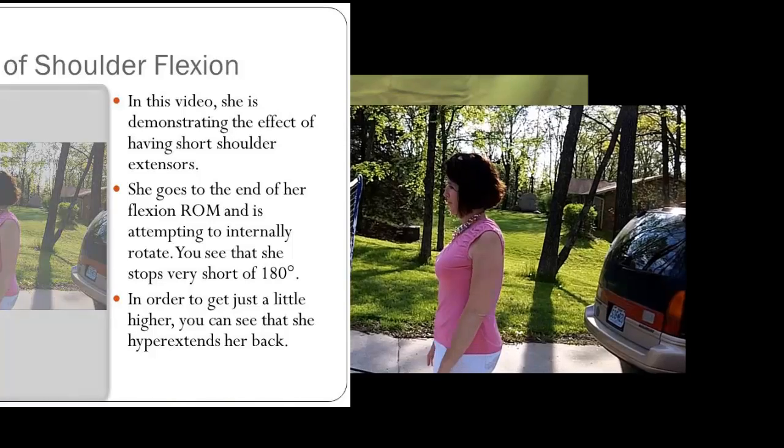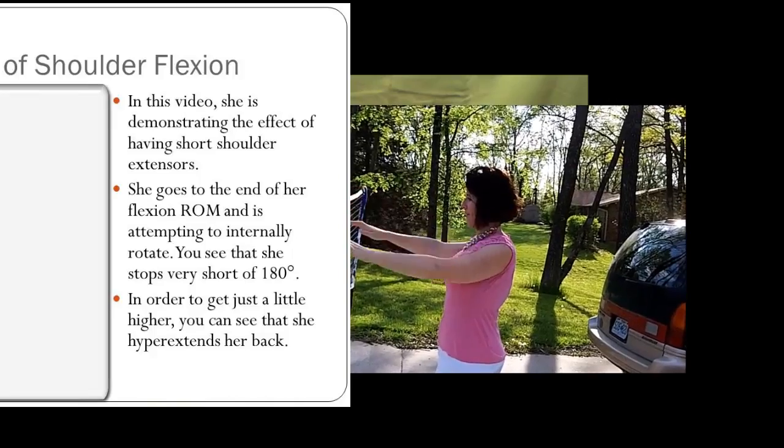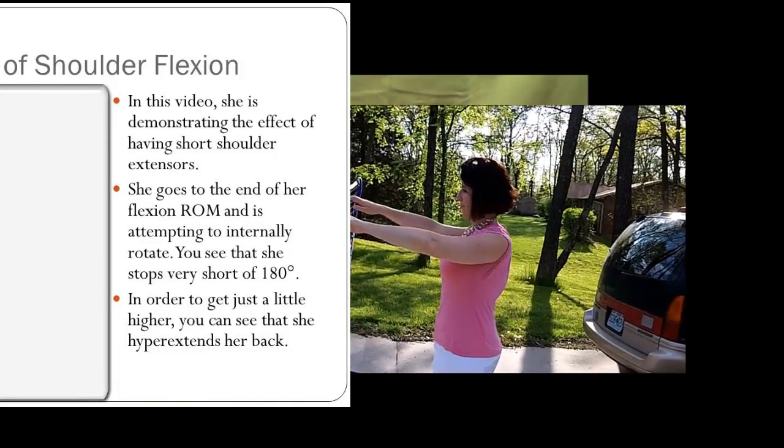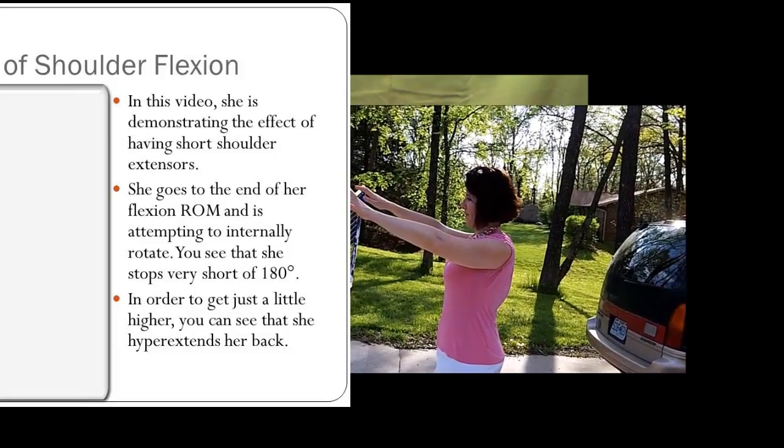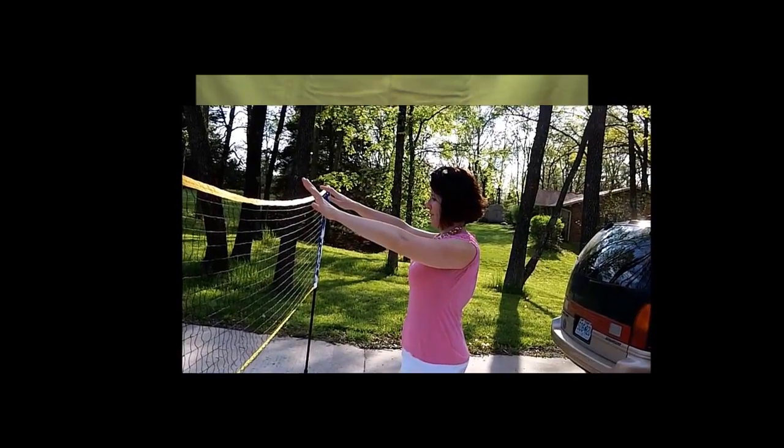In this video, Julia is demonstrating the effects of having short shoulder extensors. She goes to the end of her flexion range of motion and is attempting to internally rotate her humeruses. You see that she stops very short of 180 degrees of shoulder flexion. But in order to get just a little bit higher, you can see that she also hyperextends her back.